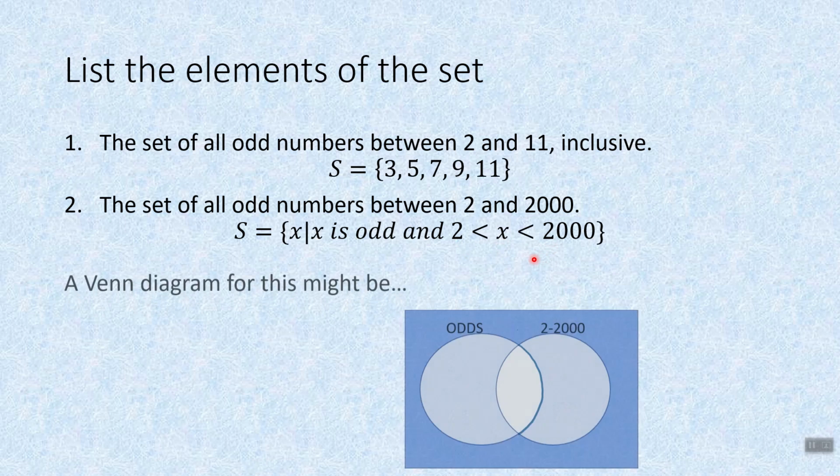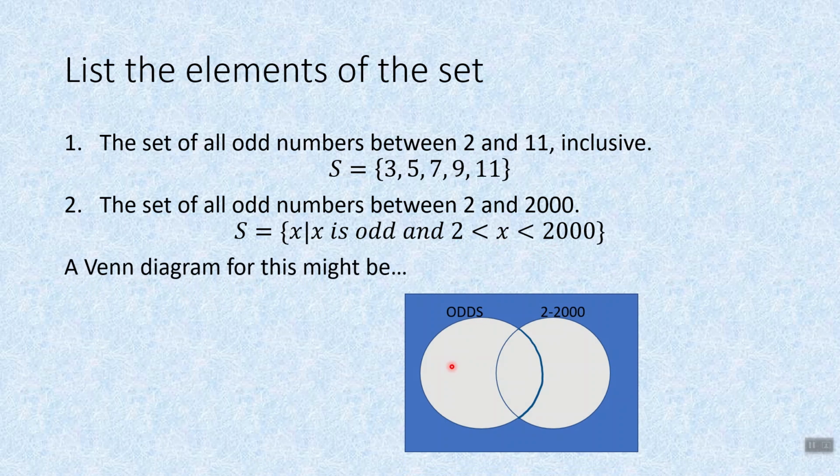We could represent this last one with a Venn diagram where our first set is odds, our second set is all the numbers from 2 to 2000, and our intersection, our overlap right here, would be all the odds between 2 and 2000. All right, so we could do this in a Venn diagram if it's easier for you to see that way.